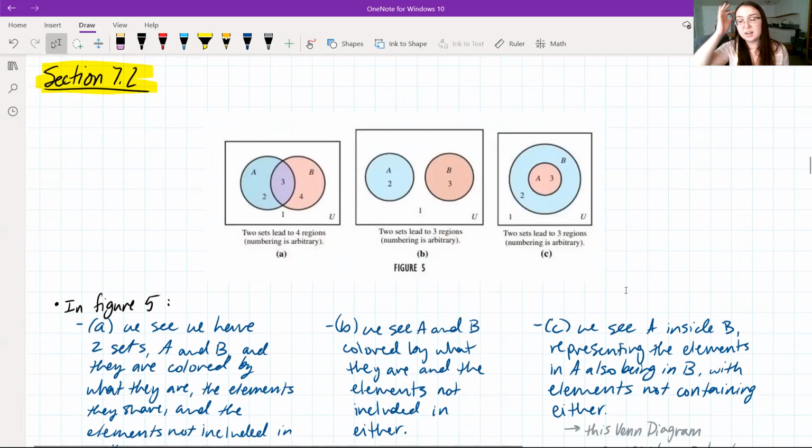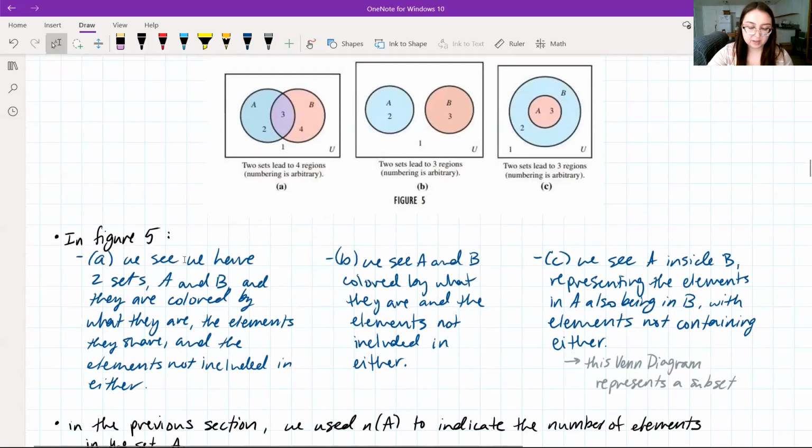All right, then section 7.2 is going to be all about applications of Venn diagrams. So we touched on Venn diagrams in section 7.1, but now 7.2 is just going to use all the definitions that we just learned, and we're putting them in Venn diagrams. So for figure 5, we have 3 different Venn diagrams here. And for figure A, we have this picture here. So we have overlapping circles. We know 3 looks like it's going to be the intersection. 2, 3, and 4 would be the union.